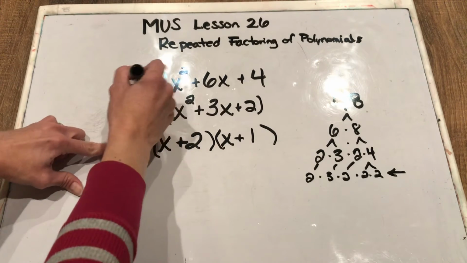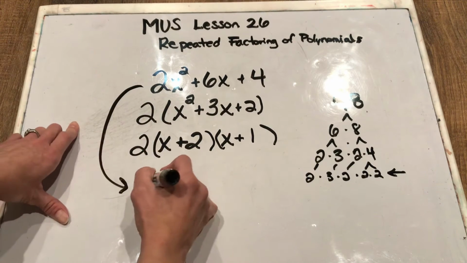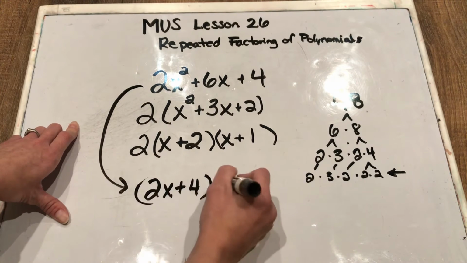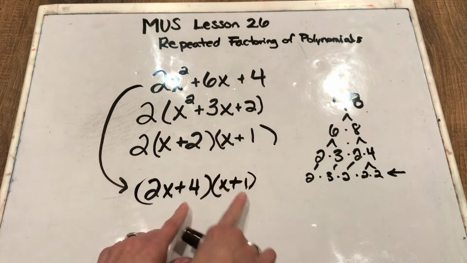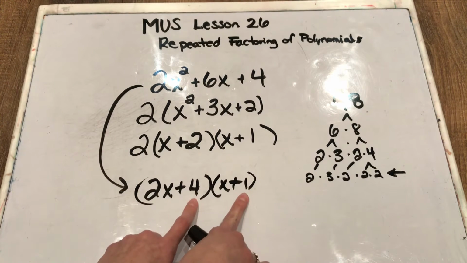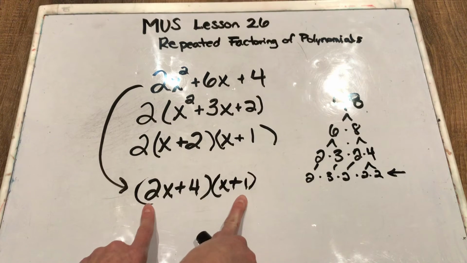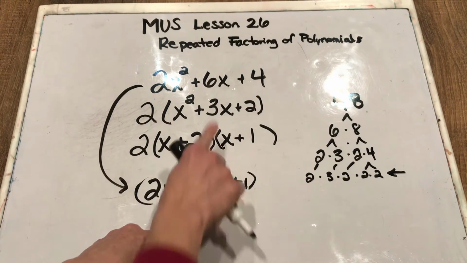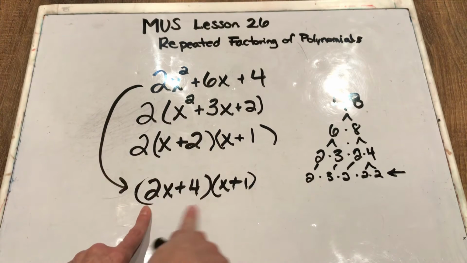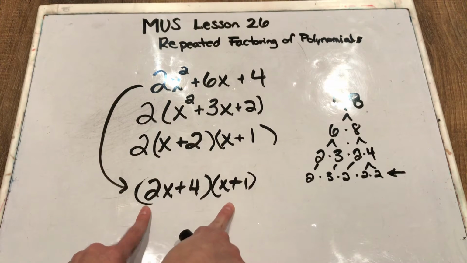If instead we had taken this and said, okay, well, we can do 2x plus 4 times x plus 1, and here my last term would be 4 times 1. That would give me 4. The outside would be 2x, and the inside would be 4x, and that would add up to 6. And then the first terms would add up to this. So this is factored, but it's not factored completely.